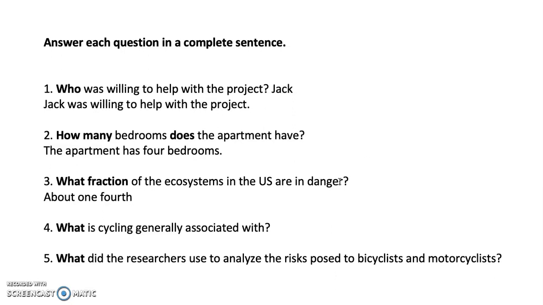So we're going to take the rest of this question, of the ecosystems in the US are in danger, and we're going to make that the rest of our answer. About 1/4 of the ecosystems in the US are in danger. And there we go. Okay.